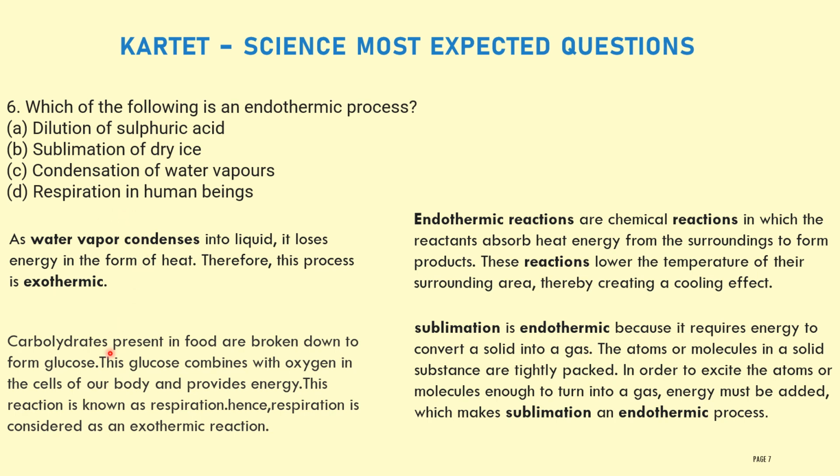Carbohydrate present in food breaks down to form glucose. Whatever food we eat contains carbohydrate, and after breaking down, it will release glucose. This glucose combines with oxygen in the cells of our body and provides energy. It will release the energy. Therefore, respiration in human beings is the best example of an exothermic reaction. Among these four, which one is the endothermic reaction? The correct option is sublimation of dry ice. This is an example of an endothermic process.